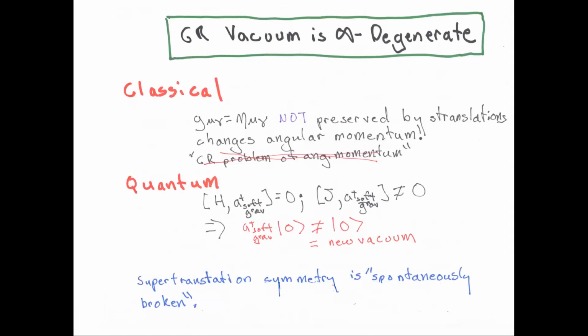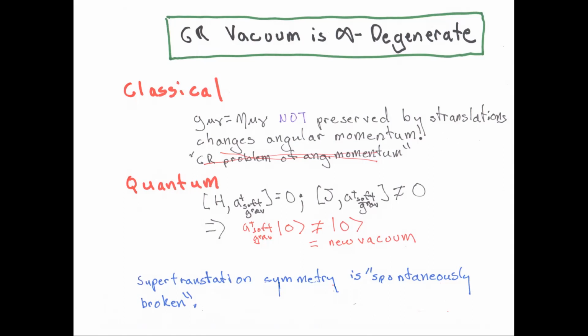Now, what do we learn from this? So I want to say that in general relativity, the vacuum is infinitely degenerate. There is not a unique vacuum. Classically, we can understand this by saying that G mu nu is not preserved. G mu nu equals eta mu nu. If we act on this with a supertranslation, with a Poincare transformation, we get back G mu nu equal to eta. The Poincare transformation is an element of the BMS group, but there are many more in the BMS group, the supertranslations, and they don't preserve the metric.